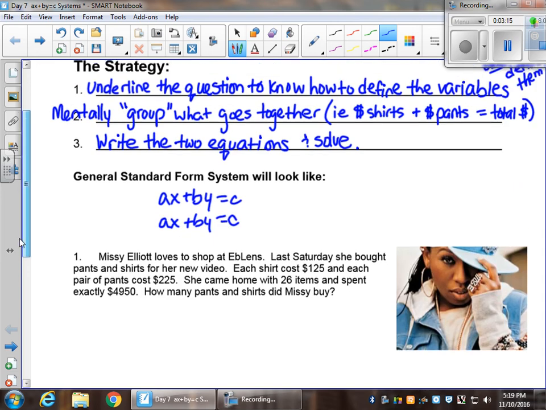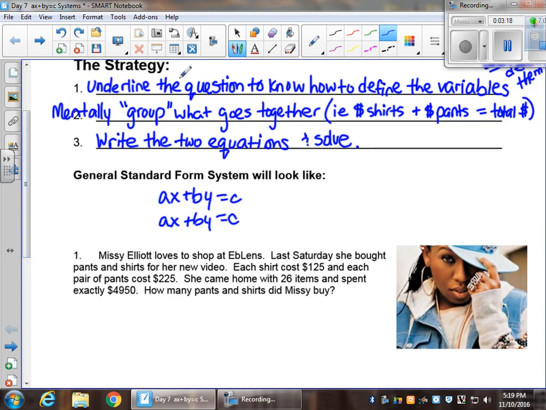So following our steps, the first thing we're going to do is what? Underline the question. So let's do that. Underline the question. How many pants and shirts did Missy buy? That will tell us how to define our variables. So let's see, what are our unknowns? How many pants and how many shirts? So X will be number of pants. Y is going to be number of shirts. So we've completed step 1. We underlined our question to know how to define the variables, and we defined them.